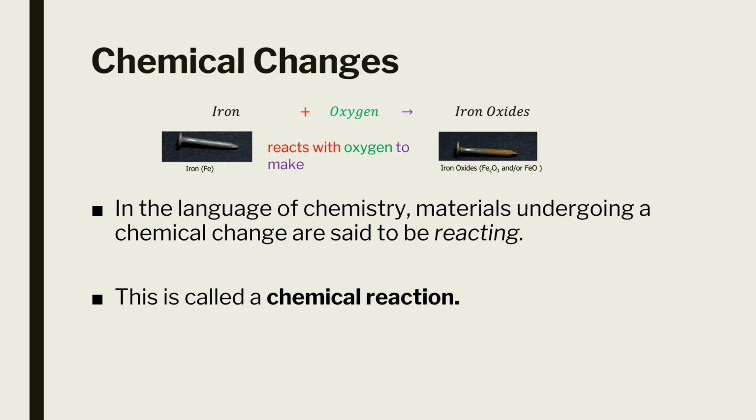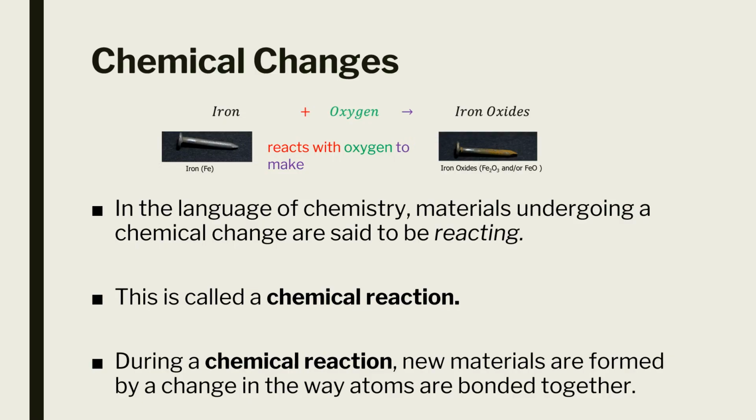So what we have here is a chemical reaction. If different chemicals are reacting with one another and making a new product, that's a chemical reaction. If we have a chemical reaction taking place, then we have a chemical change taking place. And during that chemical reaction, new materials are always formed with new bonding patterns.